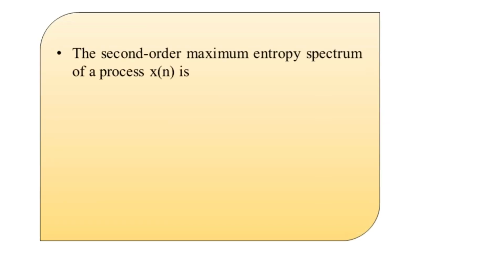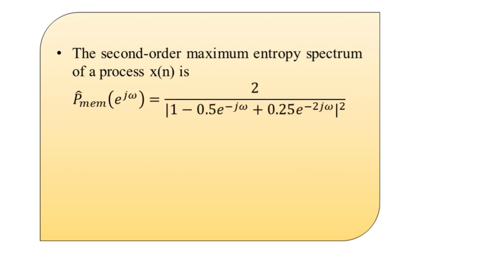The problem statement is provided to us. The problem statement starts with: the second order maximum entropy spectrum of the process x[n] is given by P̂_MEM(e^{jω}) = 2 divided by the mod square of 1 minus 0.5 times e^{-jω} added to 0.25 times e^{-2jω}.